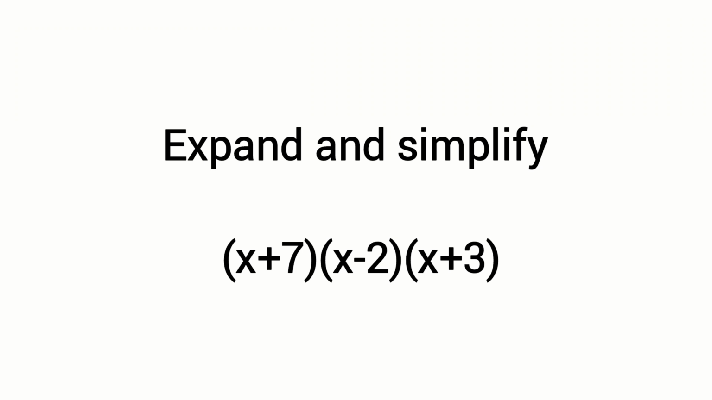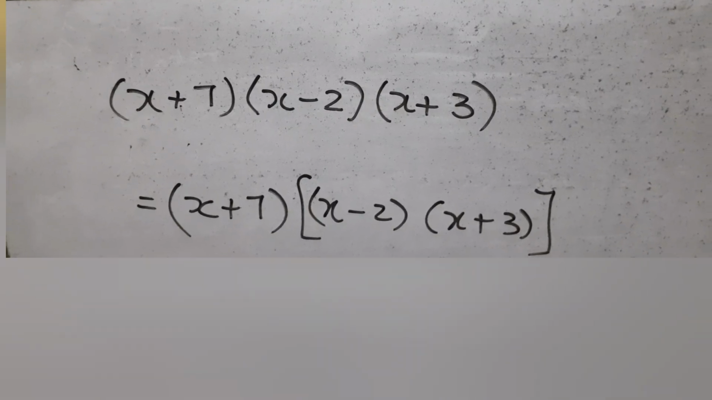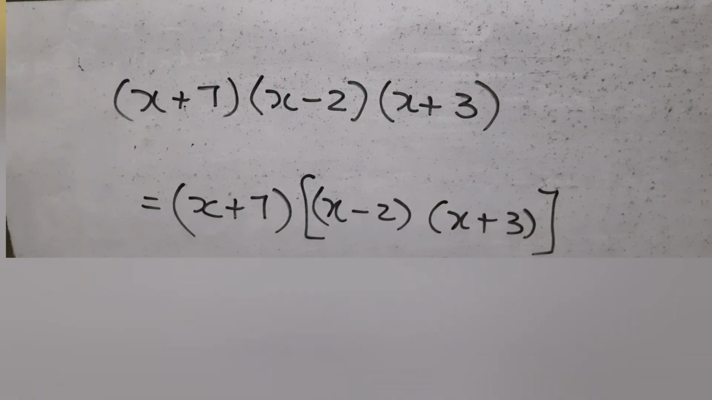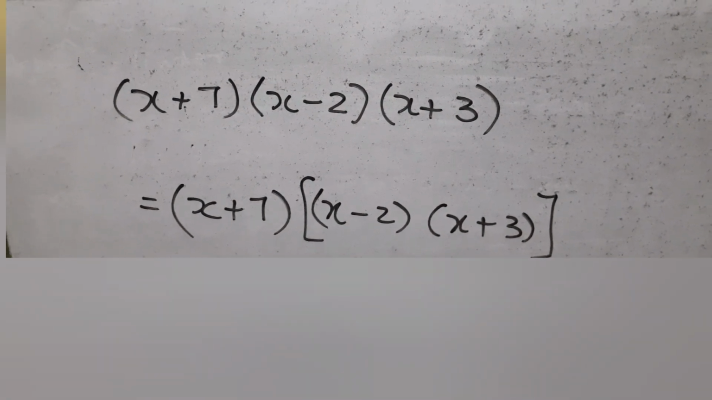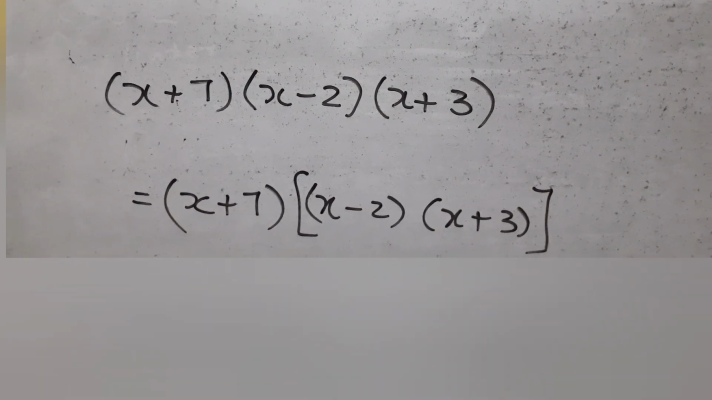We can apply the identity for (x + a)(x + b)(x + c) directly for this problem, or group the factors and then apply distribution law. Group any two of the factors. Here I have grouped (x − 2) and (x + 3).